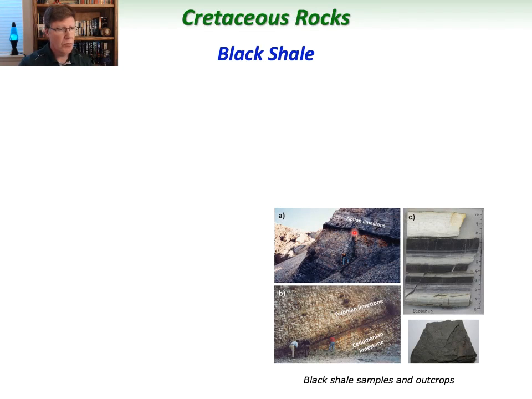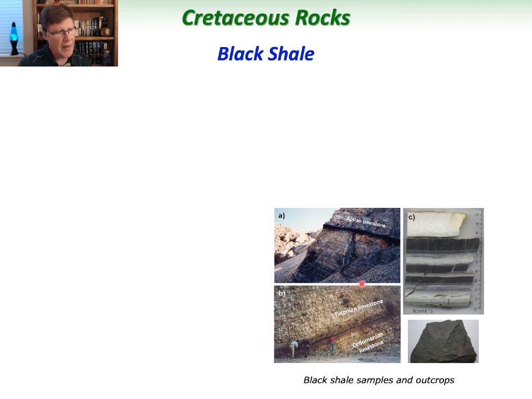Another important Cretaceous rock type is black shale. Here's what black shale looks like. Typical black shale right here, dark in color because the iron in the shale is not oxidized significantly. An outcrop fairly distinctive. Here, interbedded with lighter colored carbonate rocks, so the limestones are lighter colored and the black shale is contrasting really nicely with its darker color.